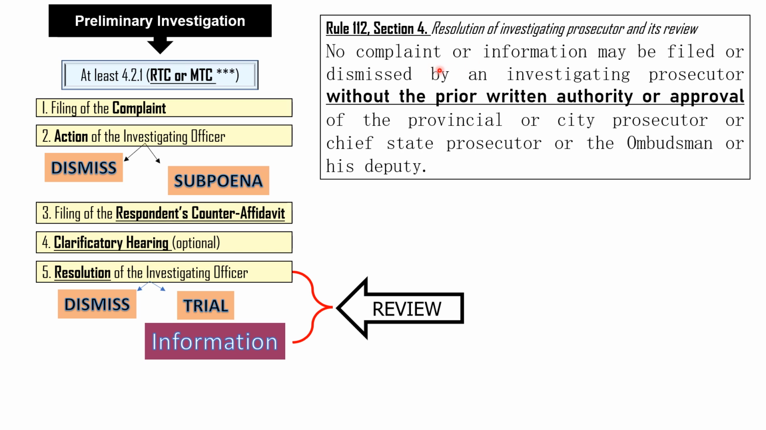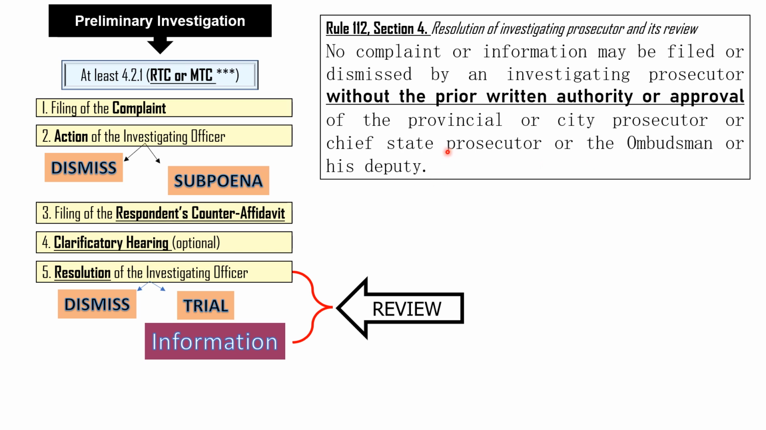So no complaint or information may be filed, or no complaint or information may be dismissed by an investigating prosecutor without the prior written authority or without the prior written approval of the provincial or city prosecutor or the chief state prosecutor or the ombudsman or his deputy.